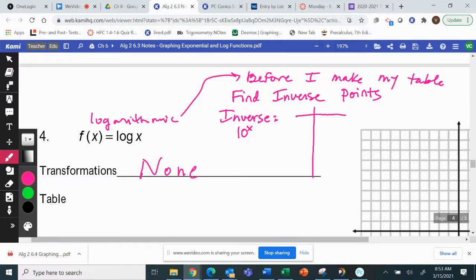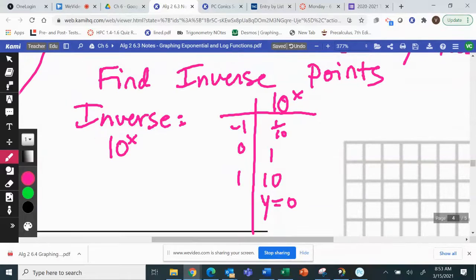Those are inverses, right? So I'm going to start by using 10 to the x to make points. I'm going to make it with the exponential points. So -1, 0, 1, y equals 0. So that'll be 1/10, 1, and 10. So before I find my logarithm, I make inverse points, 10 to the x.